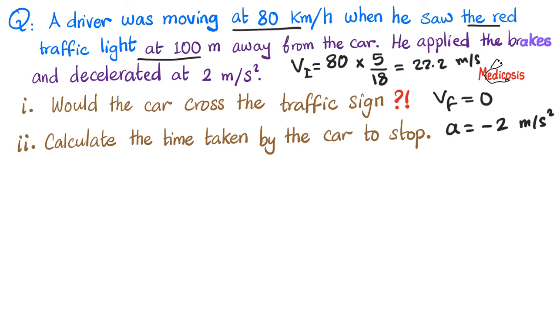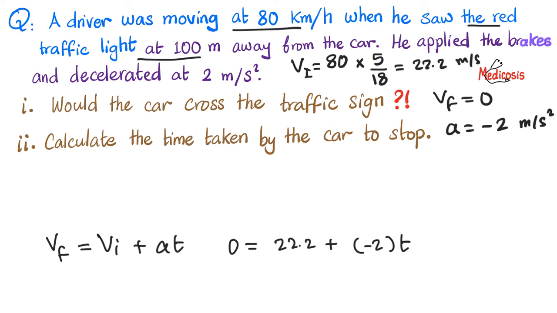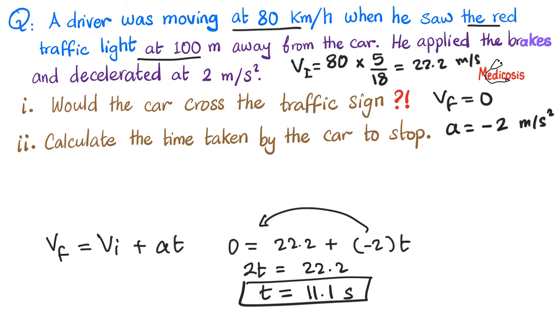All right, so I have v initial, I have v final, I have a. And I have the equation that says that v final equals v initial plus a times t. What is v final? It is 0, so 0 equals v initial, which is 22.2, plus a, which is negative 2, times t. What is the t? That's what I'm trying to find out. You can swing that to the other side with a positive sign so that 2t equals 22.2, so that t equals 11.1 seconds. And that's the answer for the second half of the question.